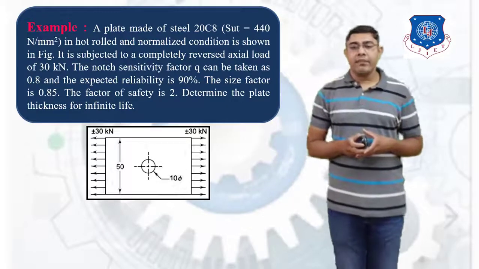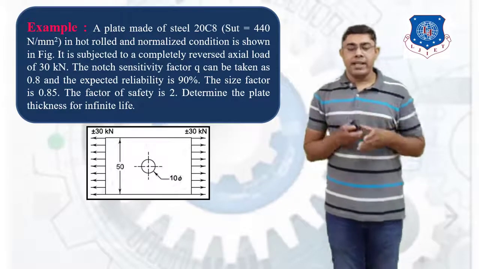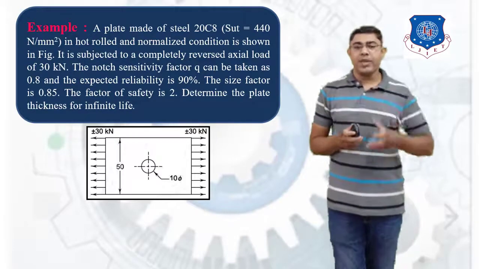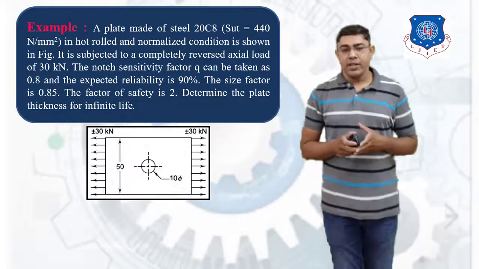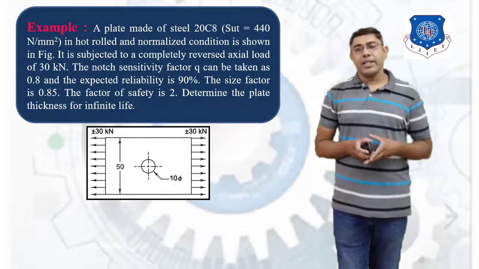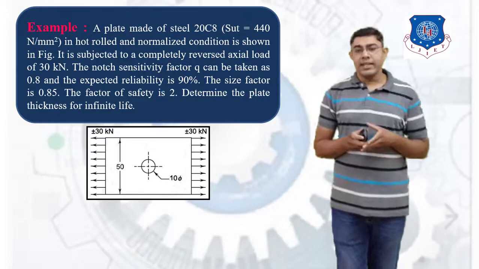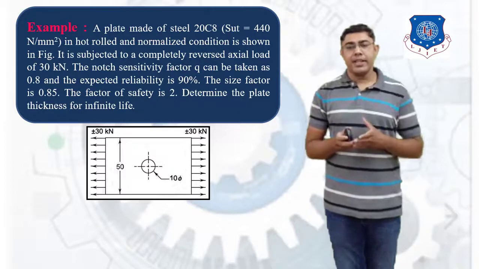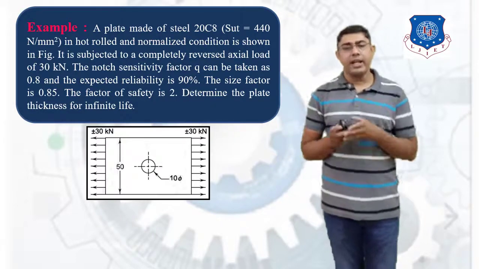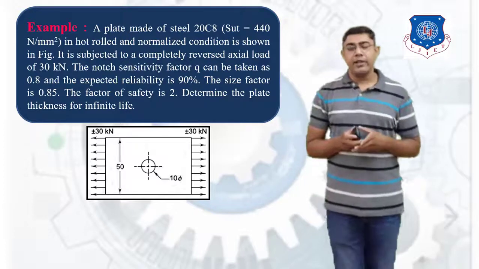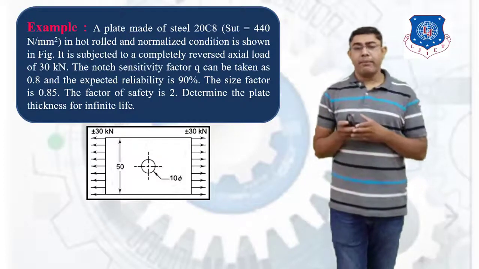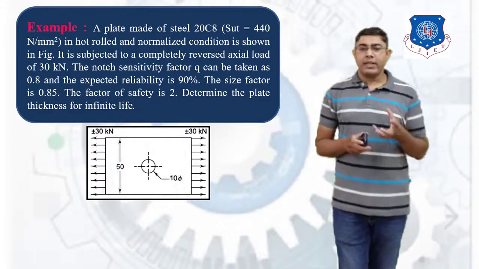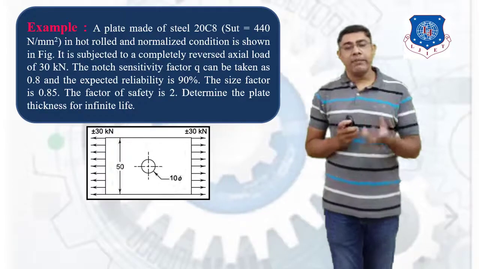The notch sensitivity factor q can be taken as 0.8. So the value of q is given, 0.8, and the expected reliability R is given as 90%. The size factor is 0.85. As we know the size factor is Kb, so the Kb value is given and that is 0.85. The factor of safety is 2. So determine the thickness of the plate for infinite life. We have to calculate the plate thickness for infinite life.